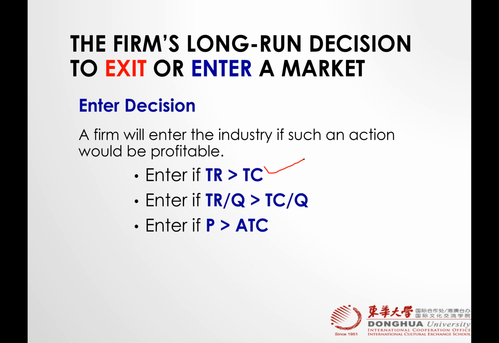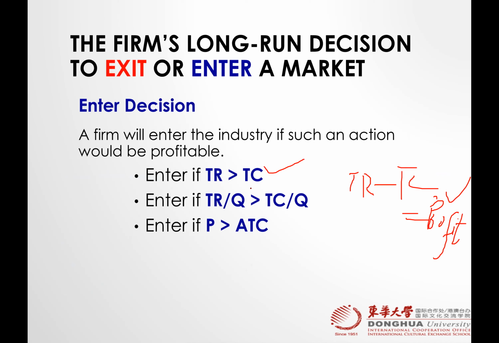total revenue is greater than total cost. Why? Because total revenue minus total cost is equal to the profit, right? Sorry about my writing here. So in order to get this profit, they see that if the total revenue is greater than total cost, then they enter the market. Since this is a perfectly competitive market, there is no barrier to entry.